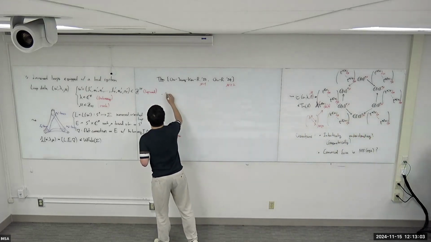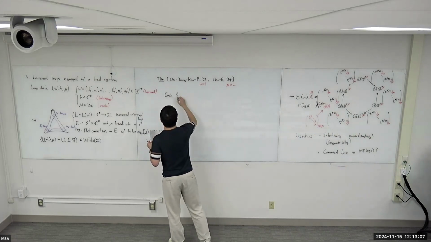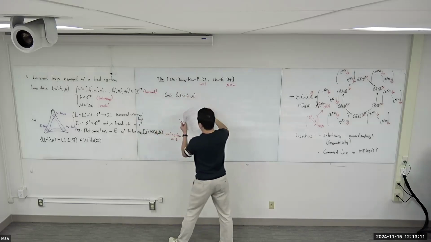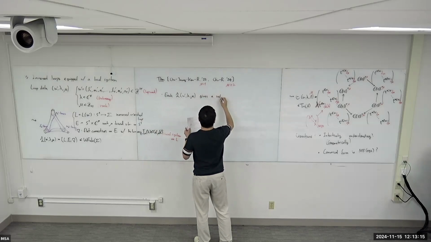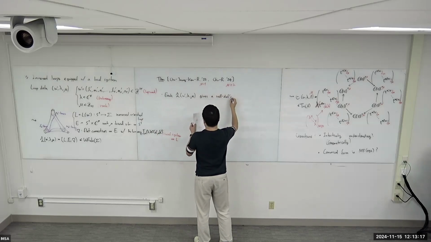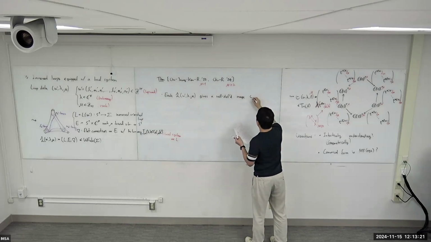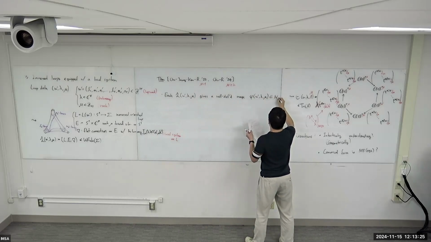So first, we prove that each loop with a local system gives a well-defined image, denoted by phi of the same loop data, in the category of matrix factorizations.